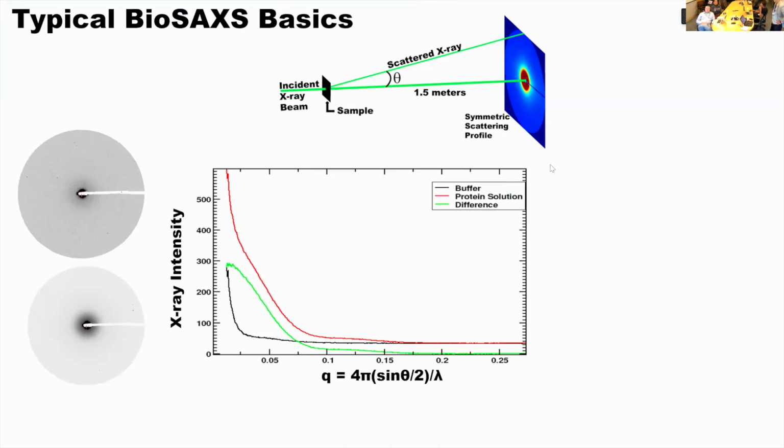So this is the typical SAXS setup. We've moved our sample to detector distance to 2 meters instead of 1.5 meters. You'll see that later today, but this is an older slide. But generally, this is a very easy experiment.